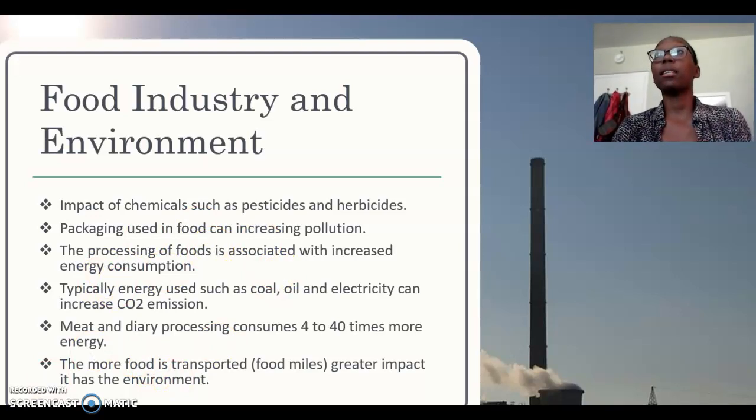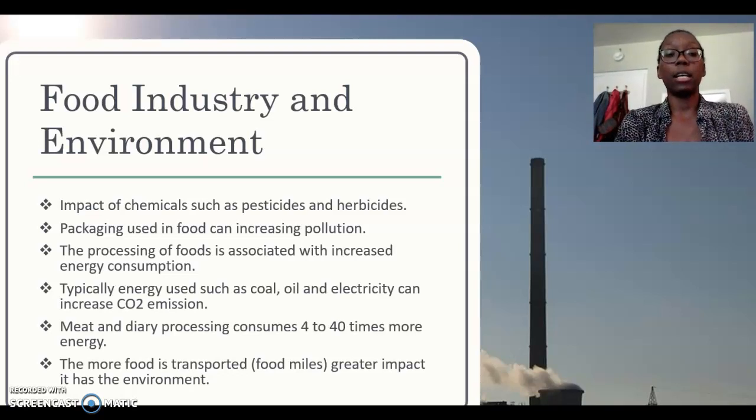So what are some of the factors that impact the sustainability of diets? Well, the use of chemicals and pesticides during production, and packaging. Every time you open up a food package, where does that package go? It goes into our landfill. Then the production of energy used. The more processed the food is, the more energy has to be used, whether it's coal or electricity, the greater the CO2 emission, and the greater the impact on the environment.